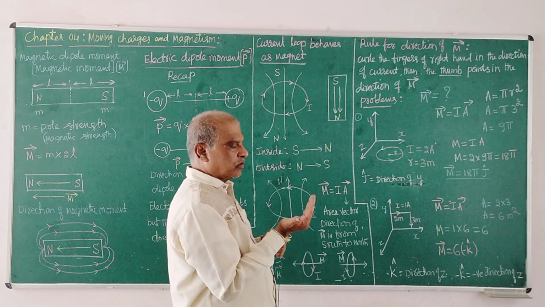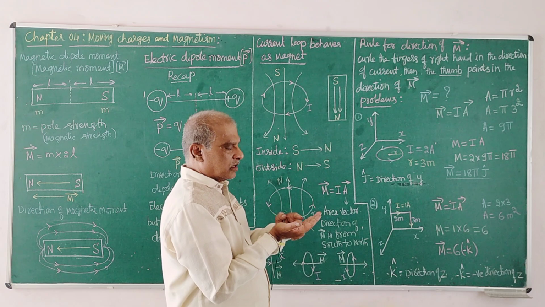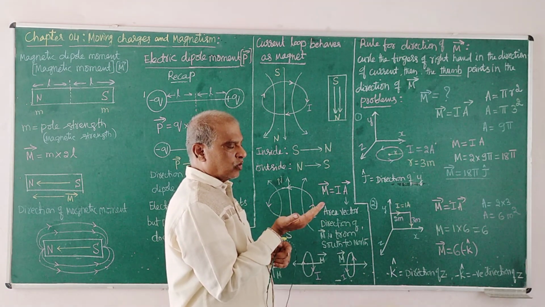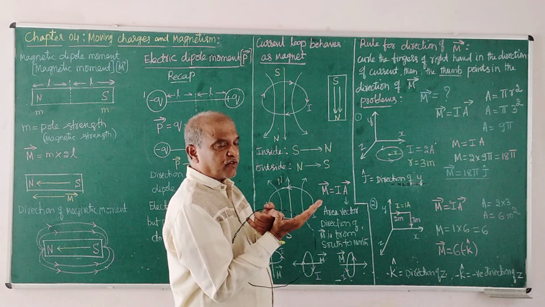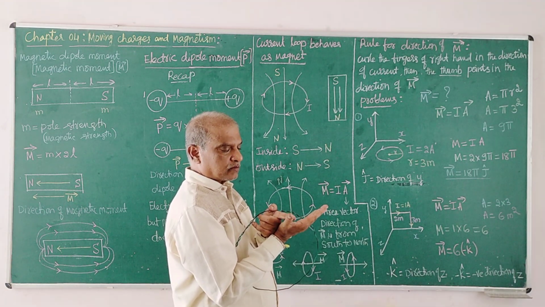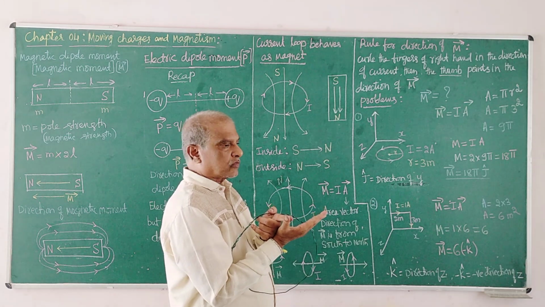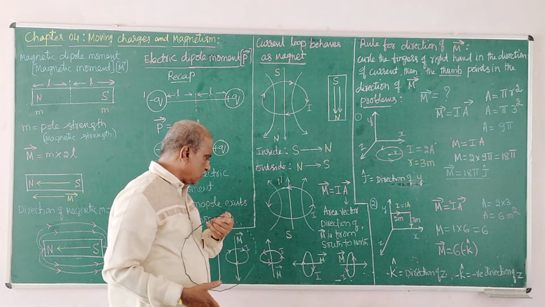And if you twist the fingers like this, curl the fingers in the direction of the current in the loop, this will indicate the direction of M, the direction of the magnetic dipole moment. This is a way to perceive the direction of M. I will illustrate with this.